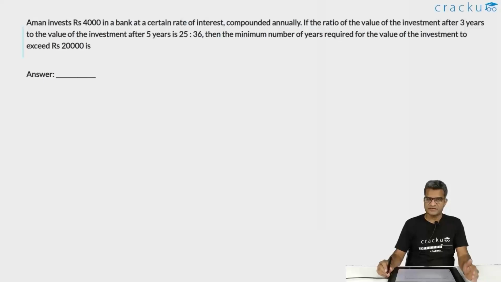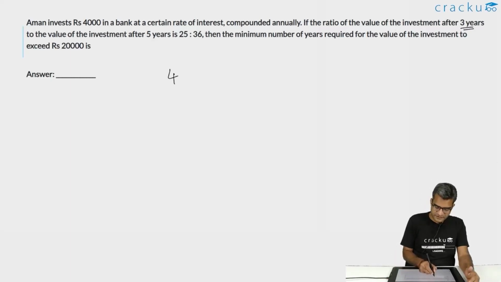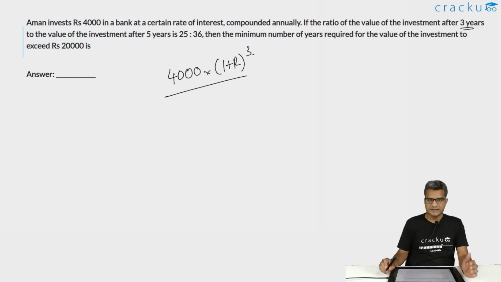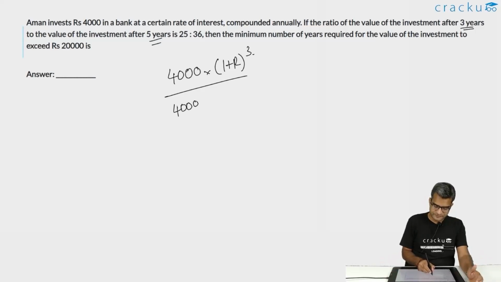Here we are told that there is one guy called Aman. He invested 4,000 rupees in a particular bank. Let the rate of interest be equal to R%. So the value of the investment after 3 years becomes 4,000 into 1 plus R whole cube, divided by the value of the investment after 5 years, which is 4000 into 1 plus r whole to the power 5. This ratio we are told is 25 divided by 36.